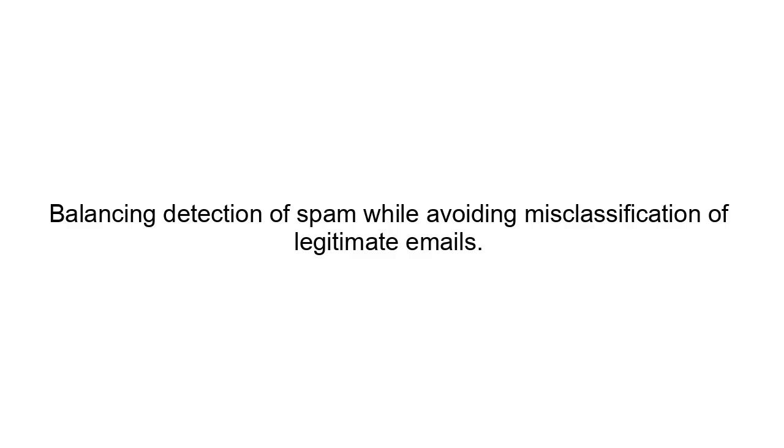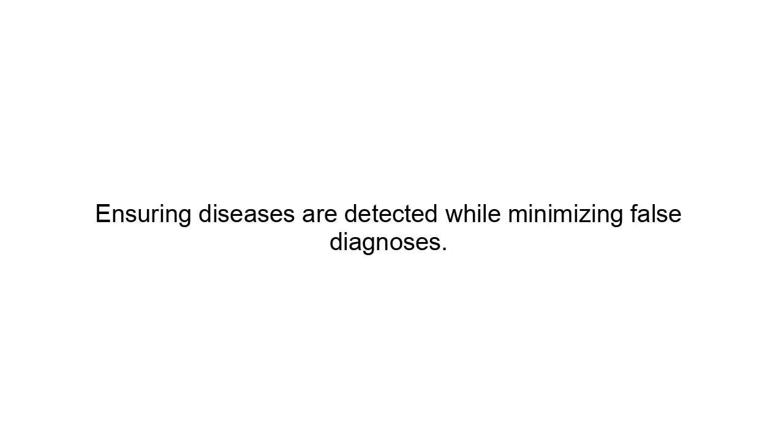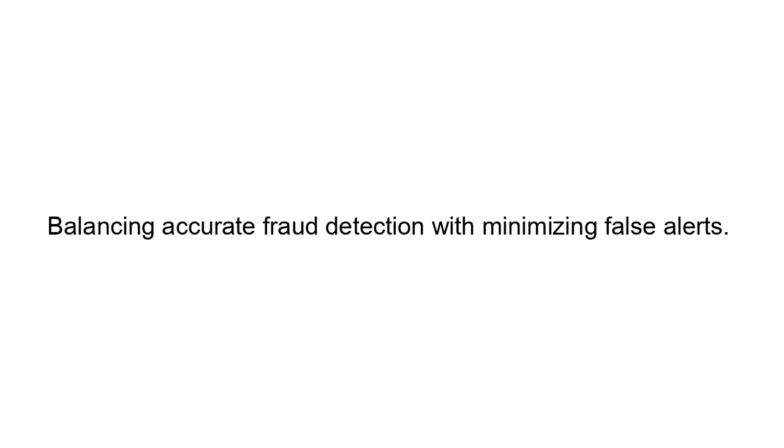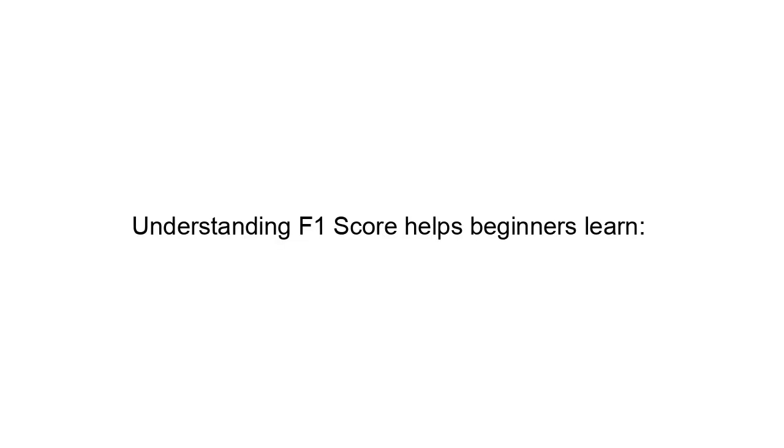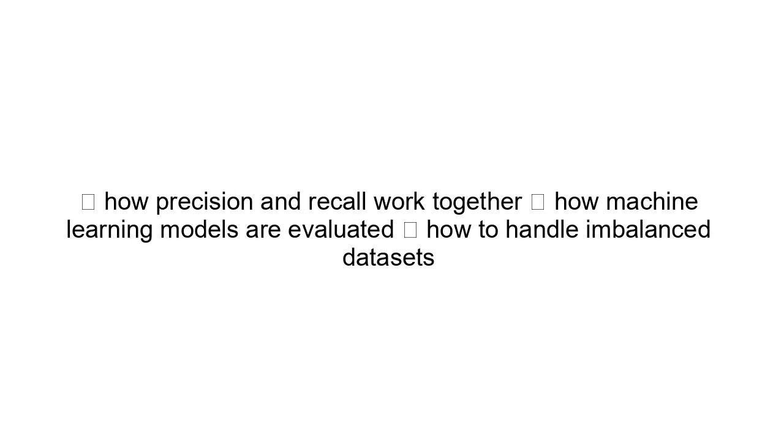Real-world applications. F1 score is widely used in AI systems. Spam detection: balancing detection of spam while avoiding misclassification of legitimate emails. Medical diagnosis: ensuring diseases are detected while minimizing false diagnoses. Fraud detection: balancing accurate fraud detection with minimizing false alerts. Search engines: evaluating information retrieval systems.